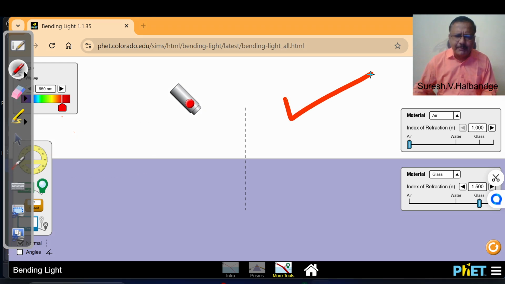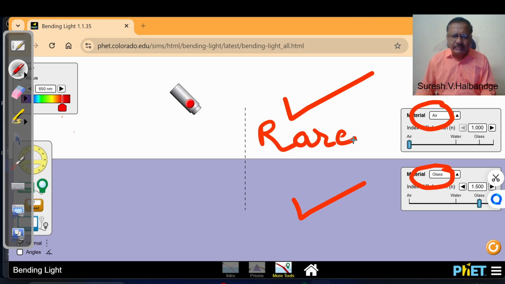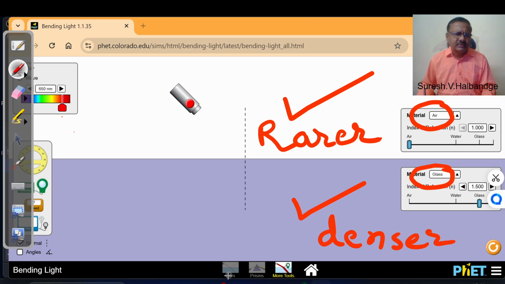Mainly this is the upper medium and this is the lower medium. Here the upper medium is air and the lower medium is glass. So here the upper medium is a rarer medium and the lower medium is a denser medium. Now we shall see what happens when the light is passing from rarer to denser medium.